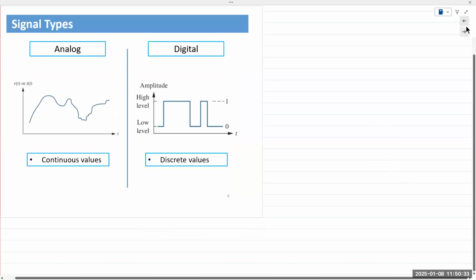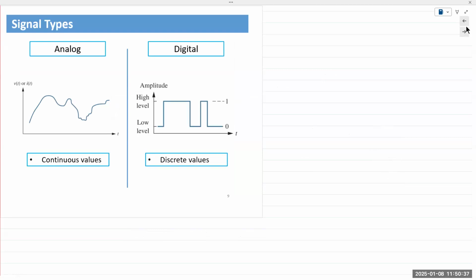So two different signal types, analog and digital. By the way, when we say signal, it is interchangeable with function, waveform, and that could also be indicating either voltage or current.